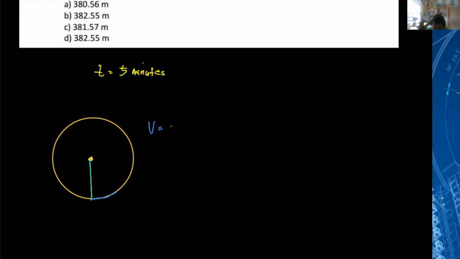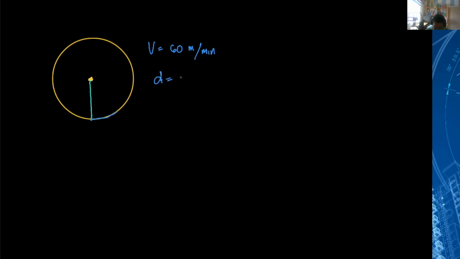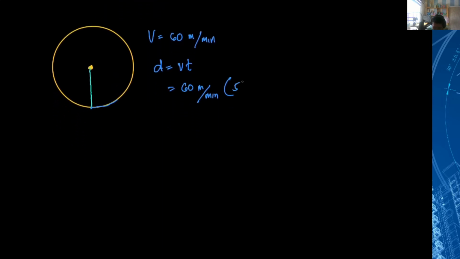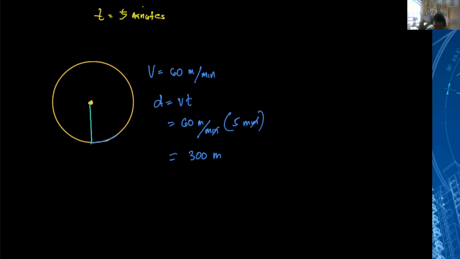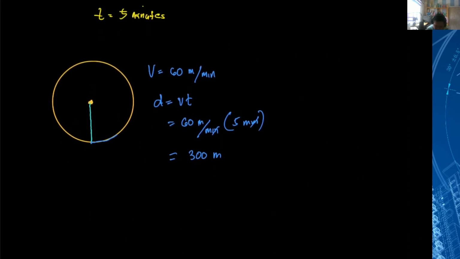The velocity is given, 60 meters per minute, okay? So this is the velocity. So we can compute now the distance. Given this formula, distance equals velocity times time. So the velocity is 60 meters per minute multiplied by 5. T is given, 5 minutes. Okay. So this cancels out. So this becomes 300 meters. Okay. So this is the distance of A and B from T equals 0.